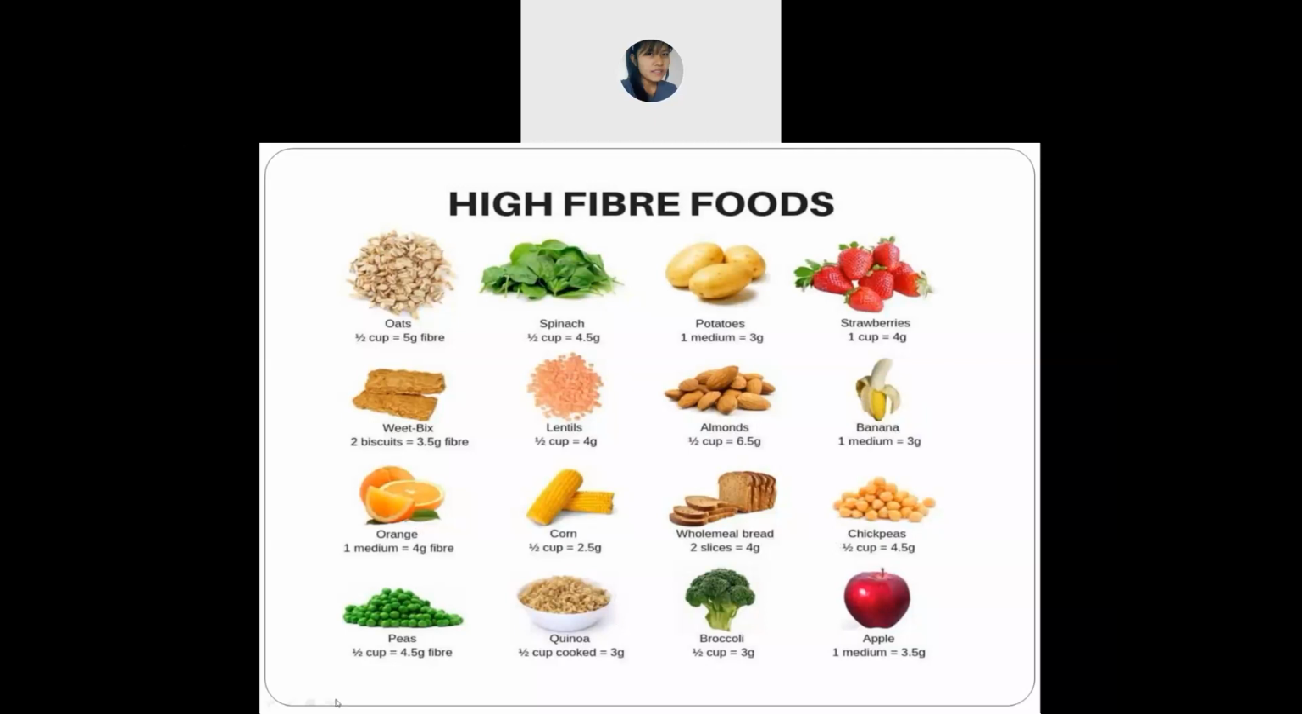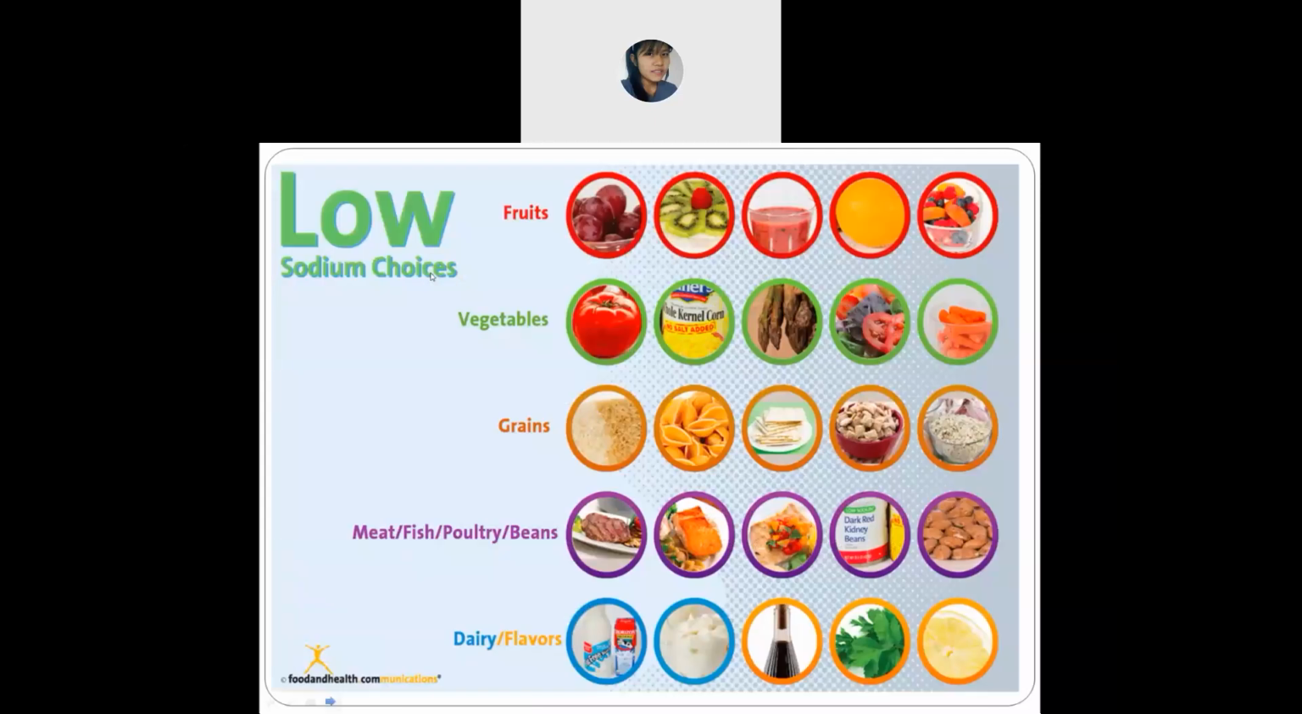And they should have a low amount of salt, low sodium. They should have fruits, vegetables, grains, then meat, fish, beans, some dairy and all that. They should have a low sodium diet. They should not have chips and all that, because chips contain a large amount of sodium, and that will lead to obesity. So the person should not have food high in sodium.